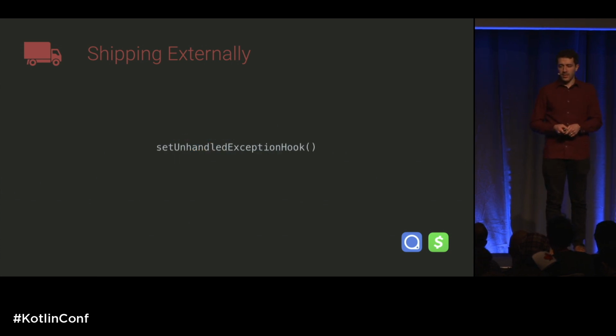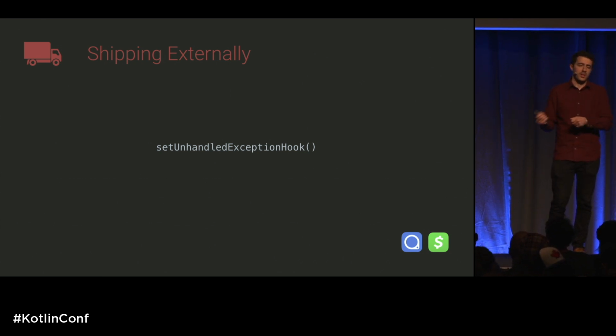And in Kotlin Native, there's something to help you. It's called set unhandled exception hook. It's a Kotlin Native only API. And setting this hook, that hook will be called just before the application crashes with the throwable to allow you to log any information you might need to log there.